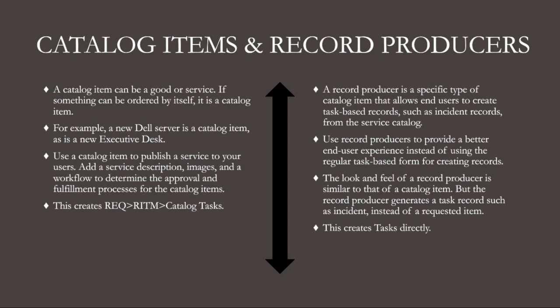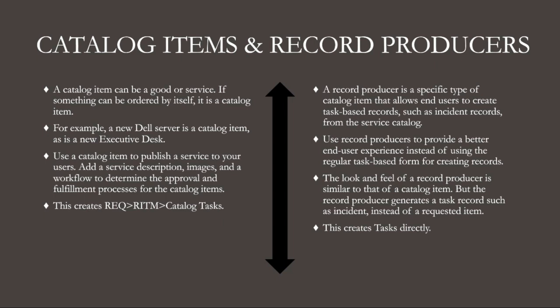Use a catalog item to publish a service to your users. Add a service description, images, and a workflow to determine the approval and fulfillment process for the catalog items. We use record producers to provide a better end user experience instead of using the regular task-based form for creating records. So in a catalog item, a request creates a RITM and it creates a catalog task.